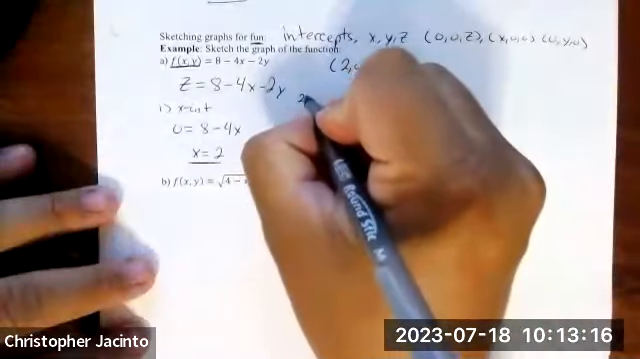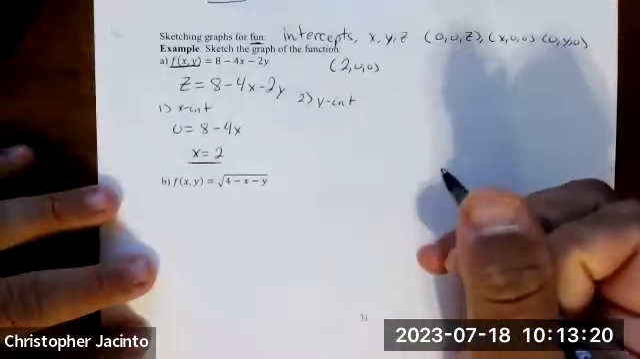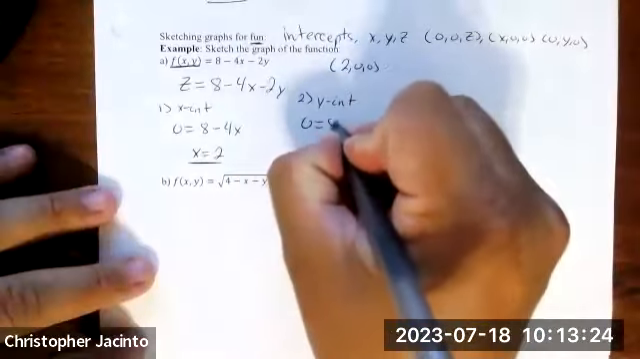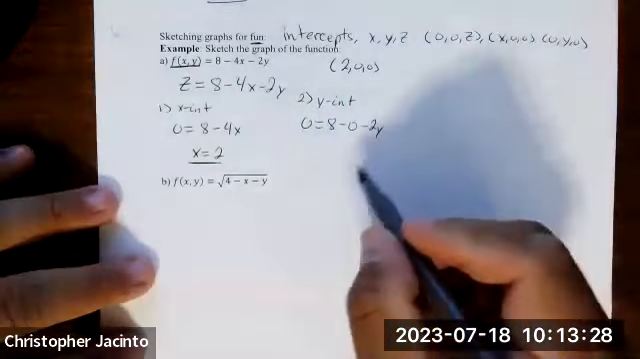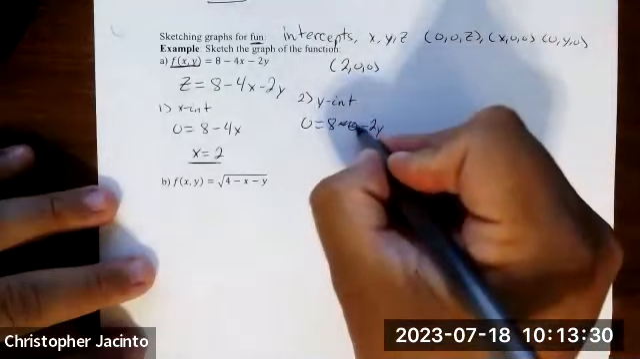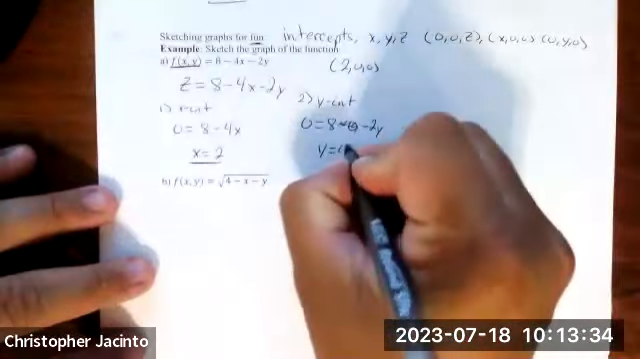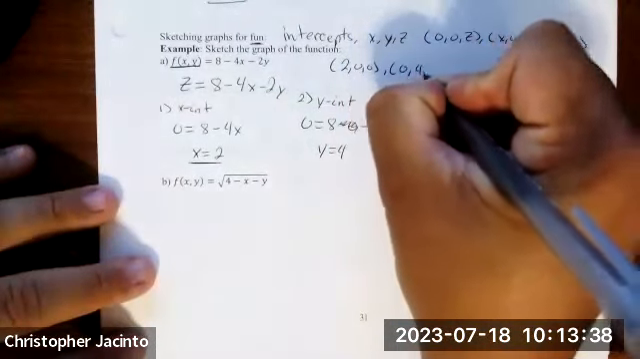Doing the same thing for the y-intercept. Now plug 0 in for z and x. So it's going to be 0 equals 8 minus 2y. Solving for y gives you 4. So my y-intercept is (0, 4, 0).